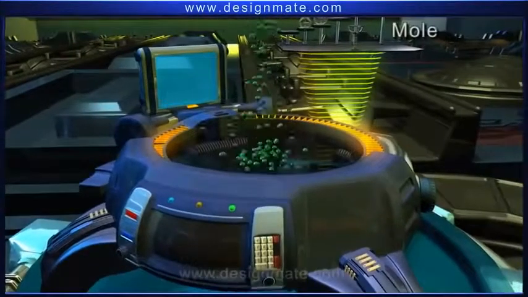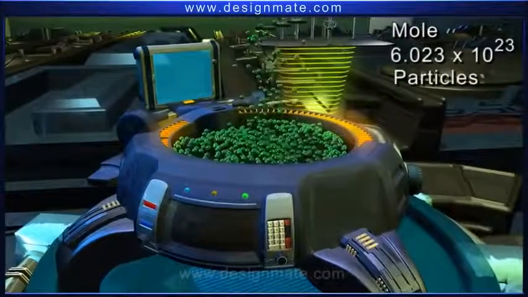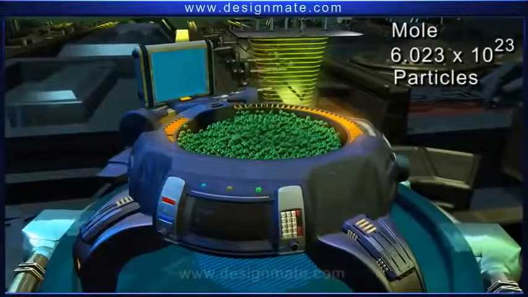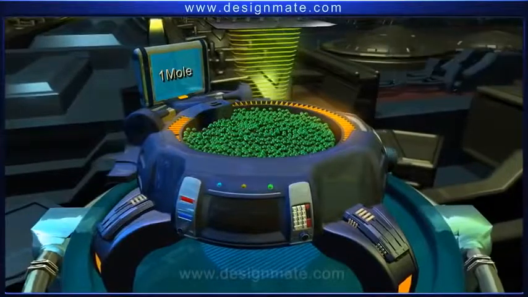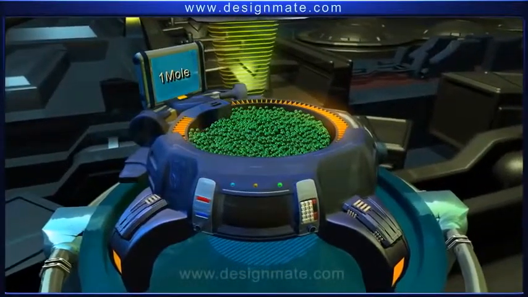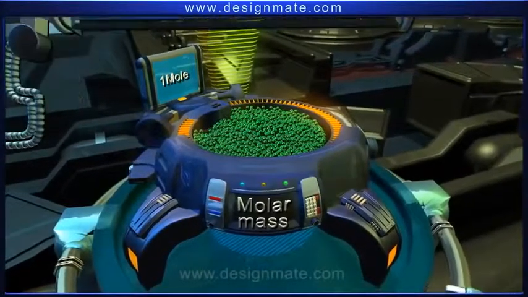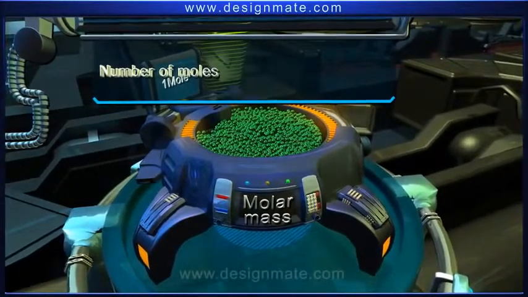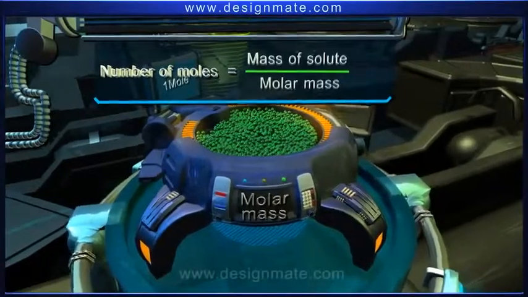As we all know, mole is the SI unit of amount of a substance. 6.023 multiplied by 10 to the power 23 particles are present in 1 mole of any substance. The mass of this 1 mole of a substance, when expressed in grams, is called its molar mass. The number of moles of a solute present in a given solution can be determined by dividing the mass of the solute by its molar mass.